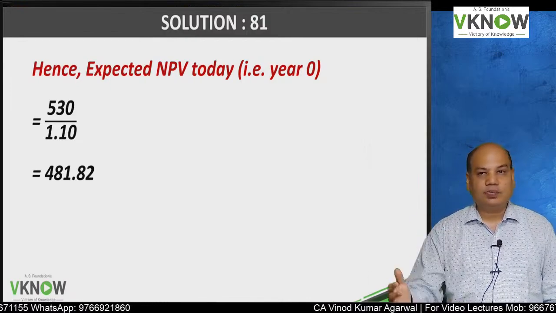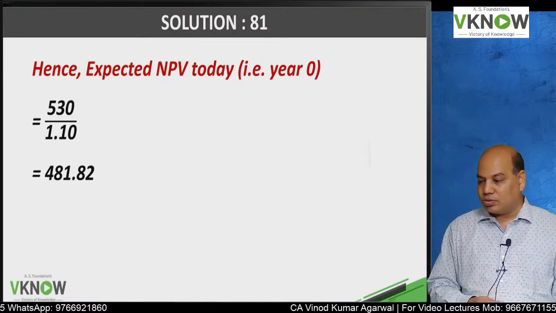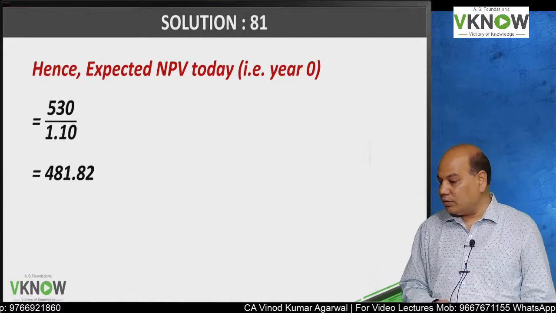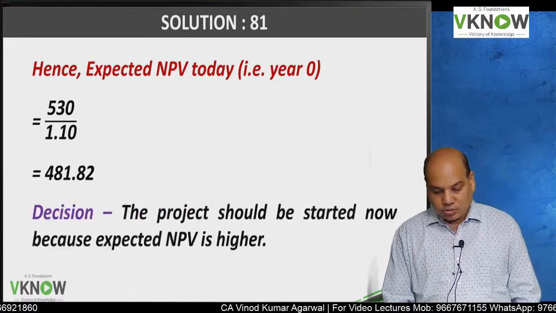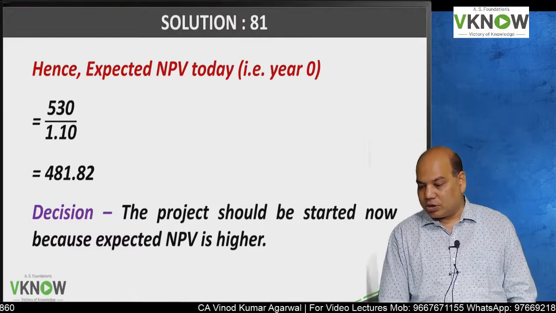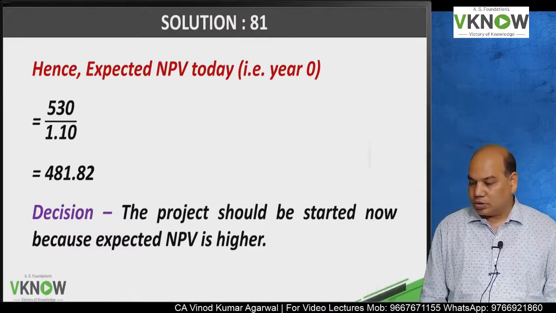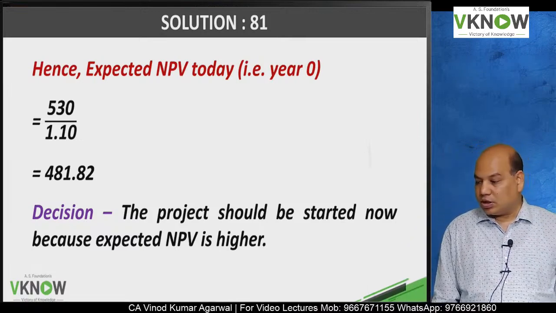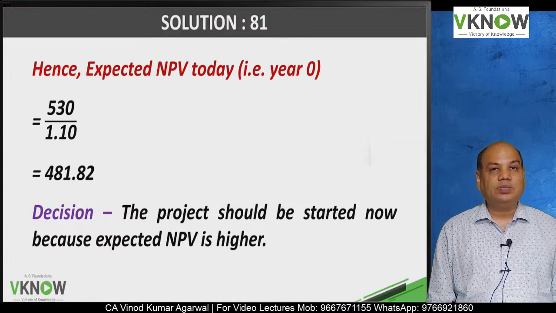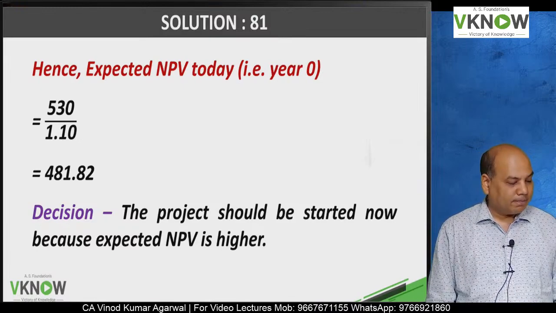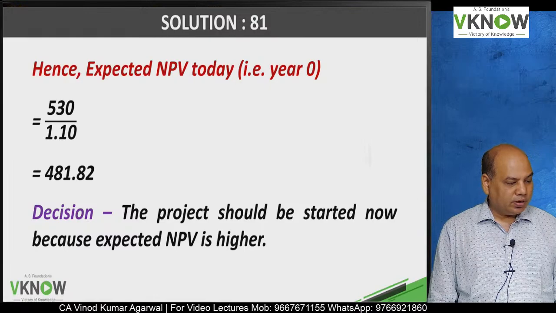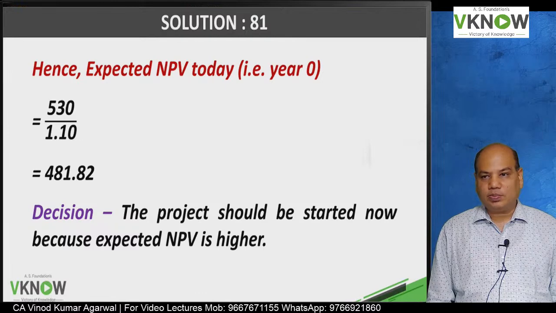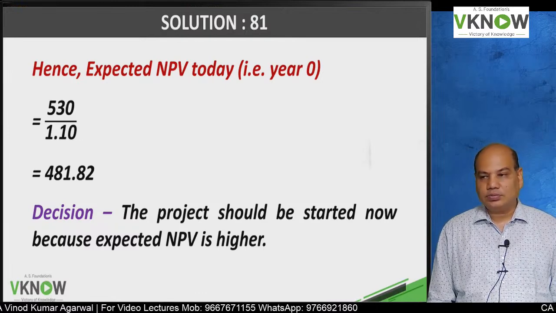Start now or wait for 1 year. Start now will give you 530. Wait for 1 year gives 481.82. So the answer, write down: the project should be started now, because expected NPV is higher.